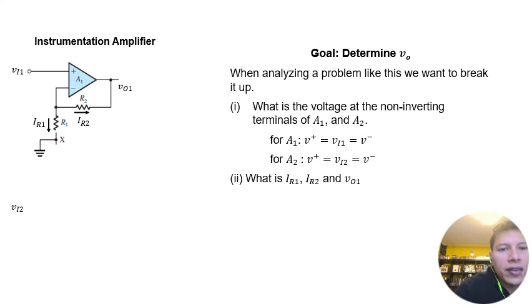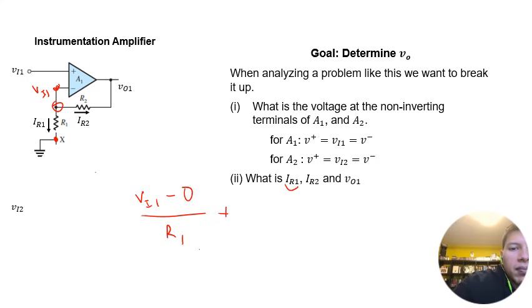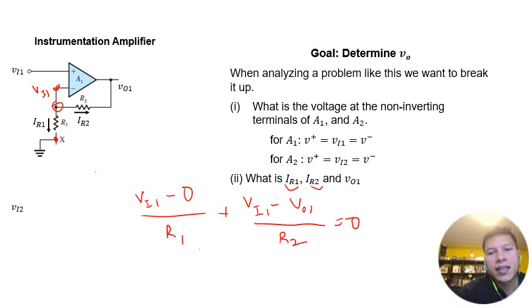So now, if we were to look at just the top circuit, we know that this is going to be VI1. And then we could do this node equation. And what that's going to tell us is that VI1 minus 0, which is the voltage here, divided by R1, so that would be IR1, plus VI1 minus VO1 divided by R2 has to be equal to 0. So that would be this one.